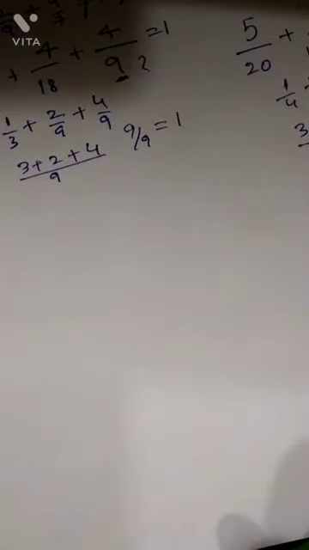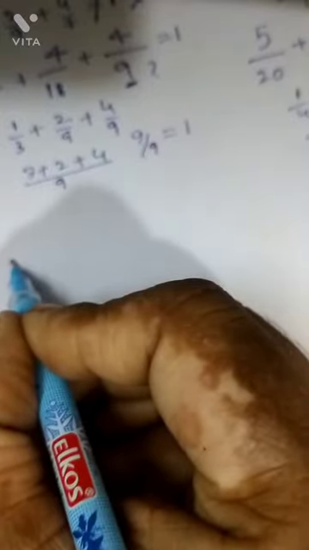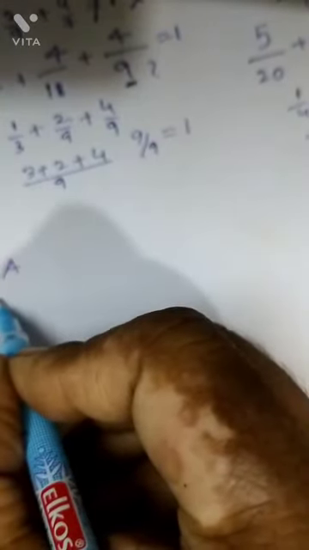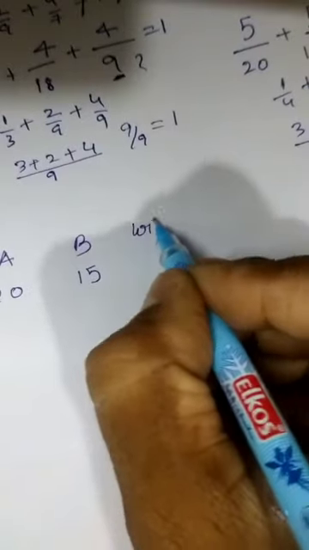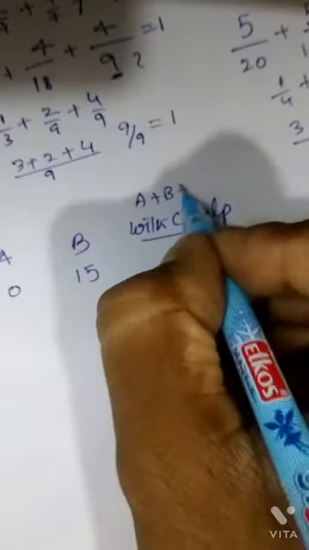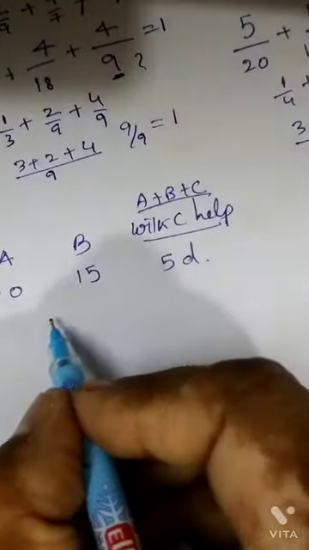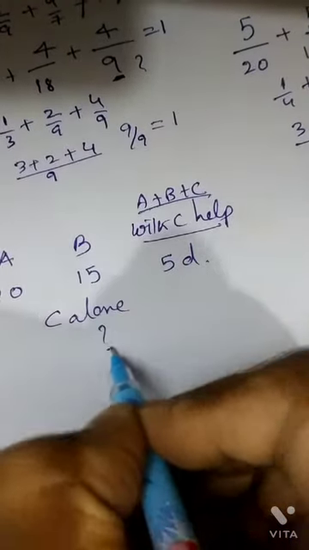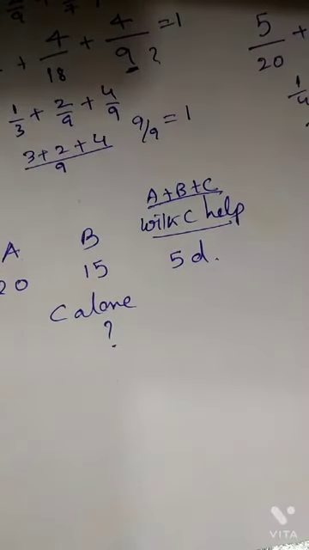You see the question now. The question is, A can do a work in 20 days, B can do the same work in 15 days. With the help of C, that is A plus B plus C, all 3 together can do the work in 5 days. C alone will do the work in how many days? This is the question, my dear students. A can do work in 20 days, B can do it in 15 days. With the help of C, they can do it in 5 days. C alone will do it in how many days?